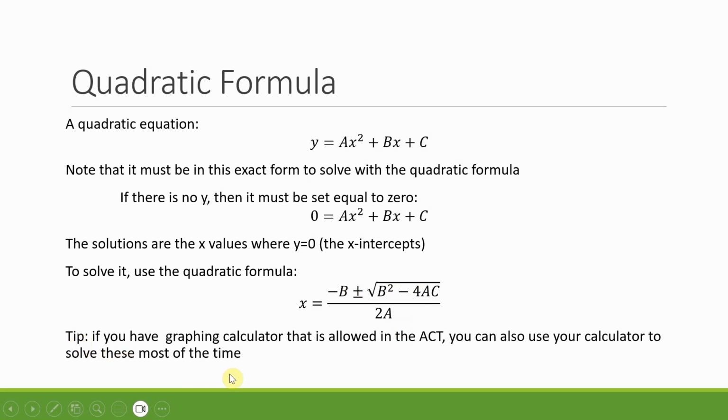So, another little tip here is that if you have a graphing calculator, as long as that's allowed in the ACT, always double check that you have the correct type of calculator. You can also just use your calculator to solve these most of the time. And I will show you how to do that on the last slide here today, but I want to show you how to do this properly, because there's another type of question where they might just give you variables and ask generically about it. And there's no way to use your calculator for that. You have to understand this formula and what it means. So I'll start with that.